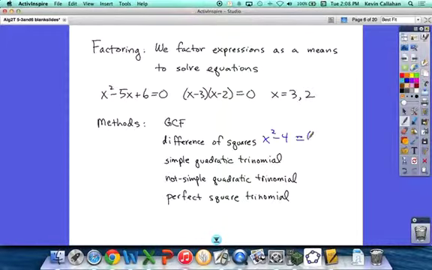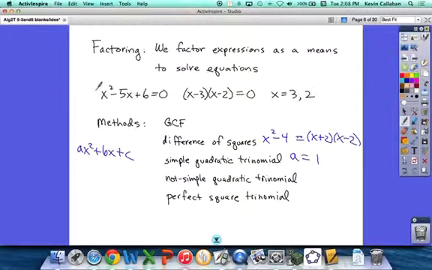X plus 2 times x minus 2, right? And then we had the simple quadratic trinomial. What made it simple? Yeah, remember that the standard form of a quadratic is ax squared plus bx plus c. And when the a is 1, we call that simple, right? That's like this thing right here, right?